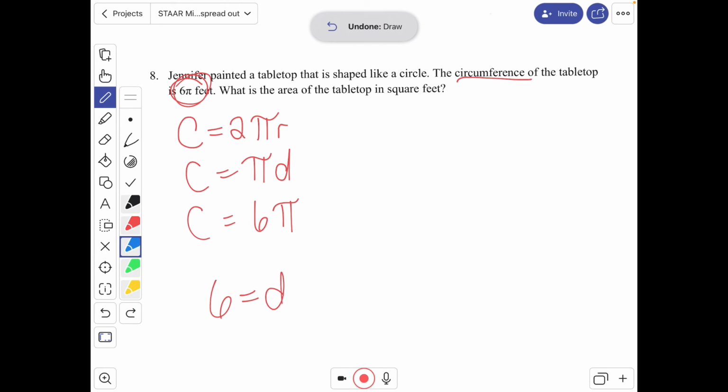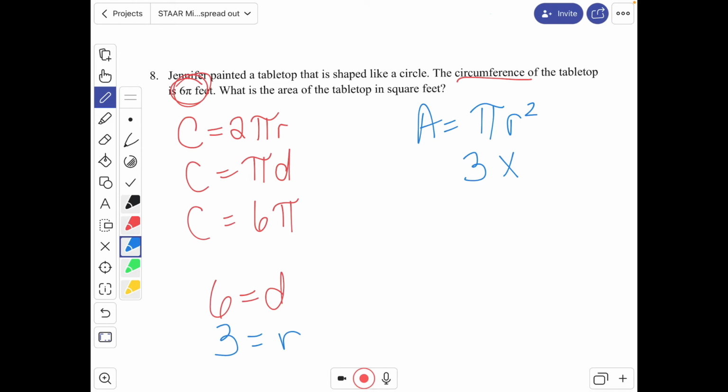So if the 6 is the diameter, I can plug that into the formula for area. The area of a circle is pi times radius squared. And remember, you can go ahead and use the number 3 for pi. Since we can't use a calculator, we'll round it to 3. Times the radius. Well, if the diameter was 6, the radius will have to be half of that, which is 3. So radius is 3 to the second power.